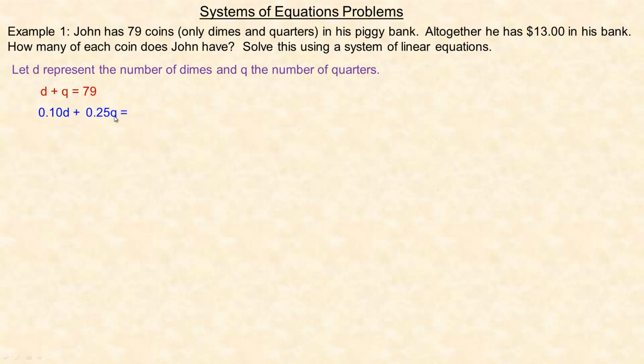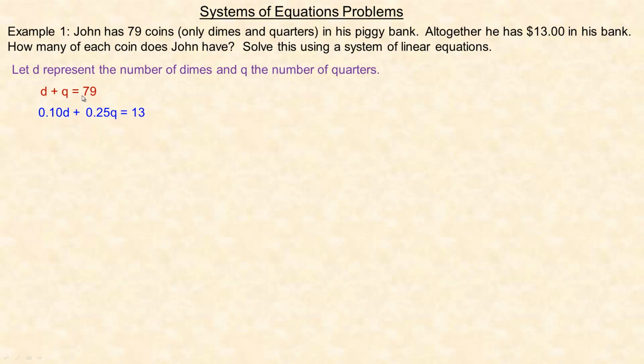I'll do the same thing with the quarters, but of course they're worth 25 cents each, or $0.25. And together the value of the dimes plus the value of the quarters should add to $13, because we're told he has $13 in dimes and quarters. So the first equation has to do with the number of coins he has altogether, and this one has to do with the value of the coins. So those are our 2 equations. Now I'm going to solve these. I'm going to do substitution first for all these.